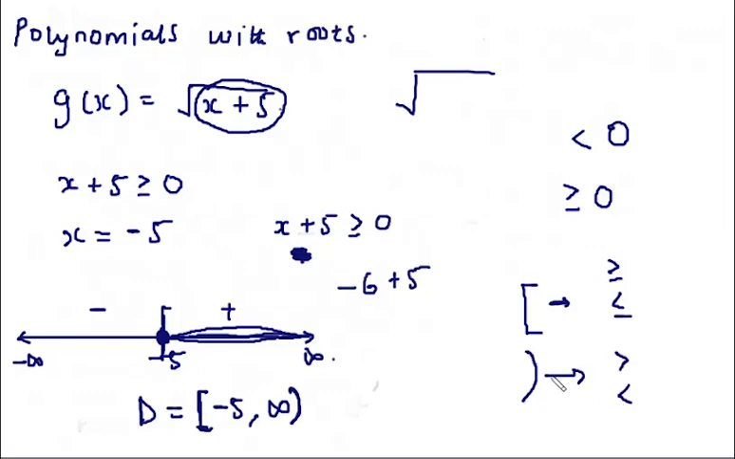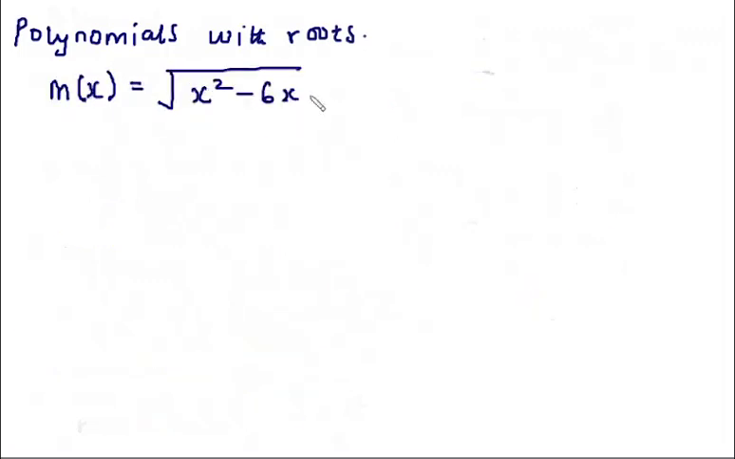So let's pick another example for polynomial with roots. For our second example, let's say we have m as a function of x and it is equal to the square root of x squared minus 6x. So I'd like you to pause the video and try to solve this one yourself.